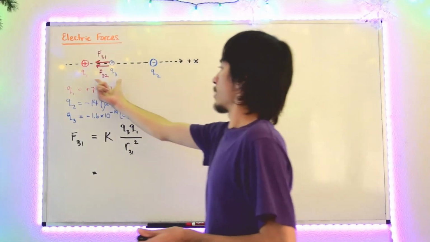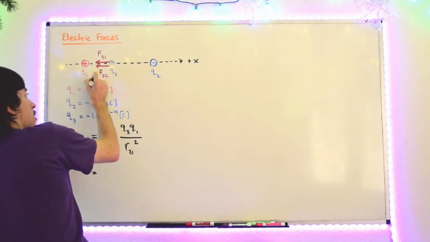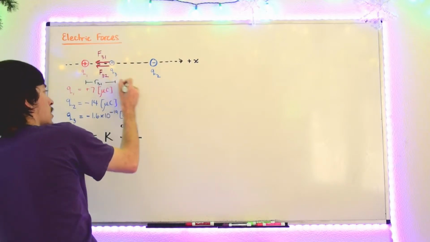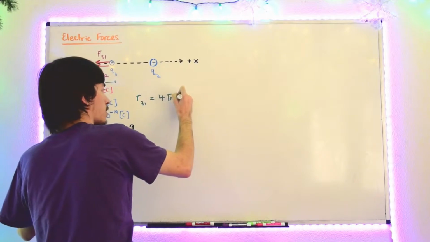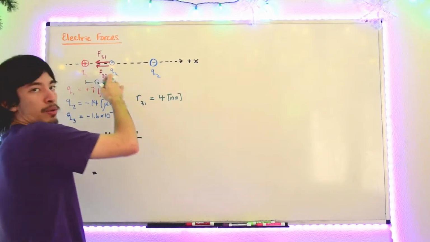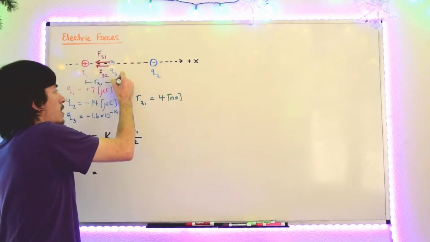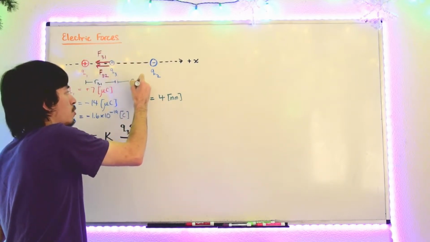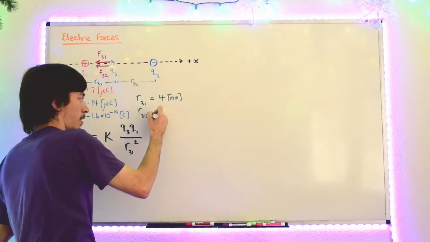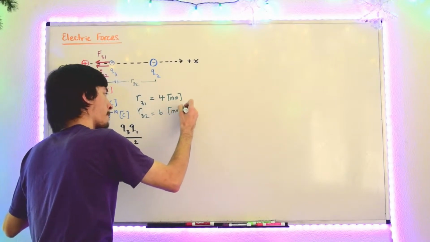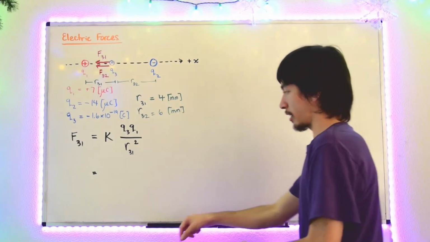So we should have all these. We already know what the distance between here and here is. We know this distance, R31, is given in the problem as 4 millimeters. Now we know that the total distance between the two is 10, so the remaining distance, which we'll later use as R32, has to be the remaining 6 millimeters. Okay. So at this point we just plug it in and calculate it.